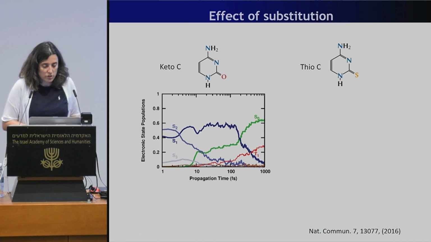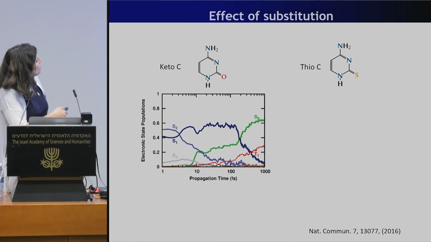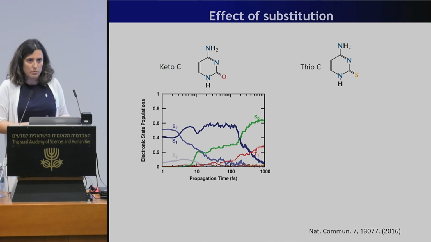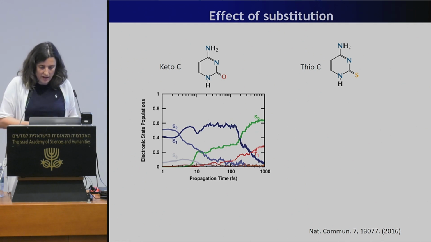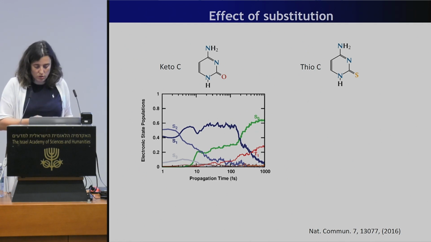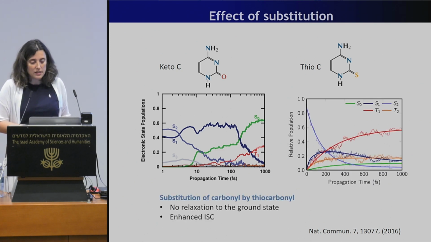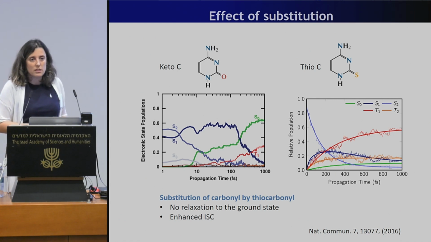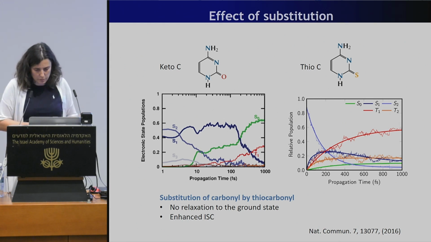You can also play with substitution. So now we substitute this oxygen by a sulfur. This is a very small change from the chemical point of view. You would expect these two molecules to be very similar. And chemically they are, but photochemically they are not. So when you do the simulations here, you realize that something very different happens. Basically the photostability, the returning to the ground state, is kind of blocked, and instead you have a lot of intersystem crossing. This has also been backed up by experiments.